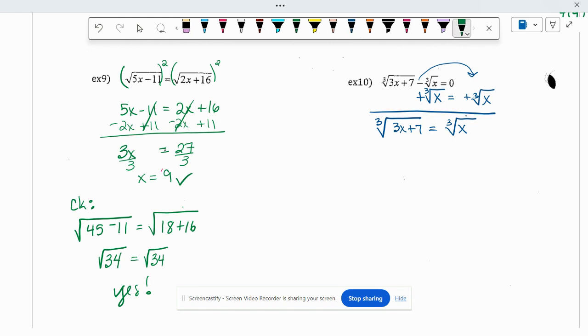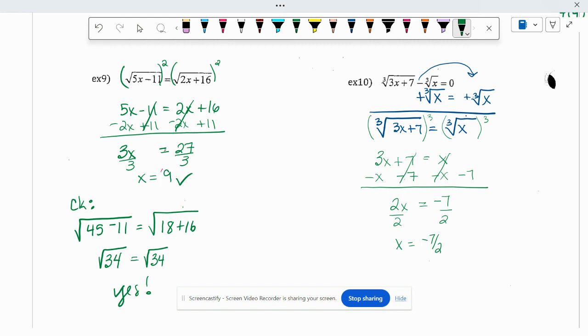So I want to get rid of that cube root. So I'm going to cube both sides. And when I do that, I have 3x plus 7 equals x. I'm going to subtract 7 from both sides, and I'm also going to subtract x from both sides. 3x minus 1x is 2x. Positive 7, negative 7 cancel out. Positive x, negative x cancel out. 2x equals negative 7. Divide both sides by 2. X equals negative 7 halves.